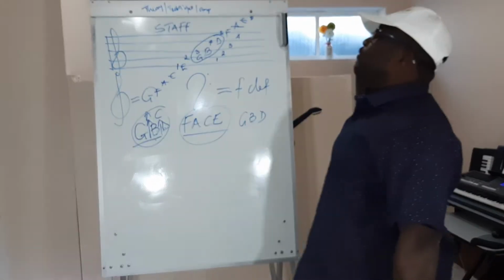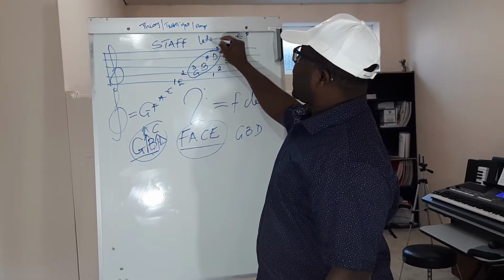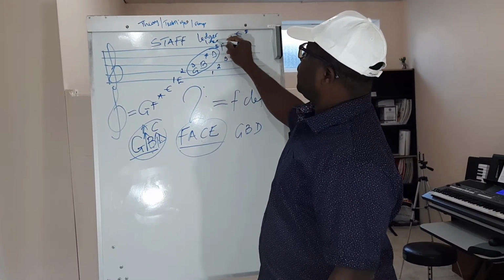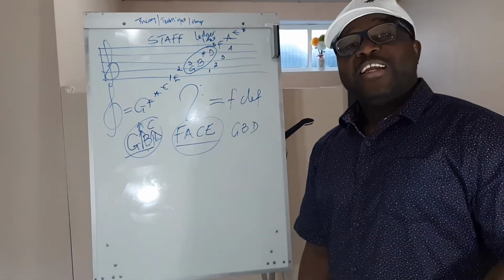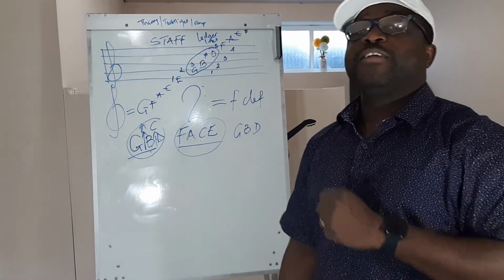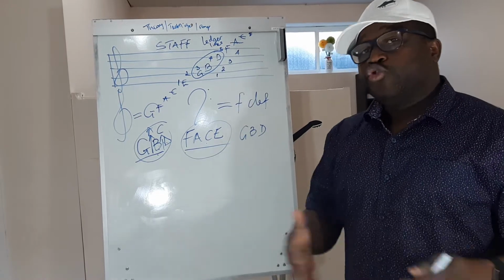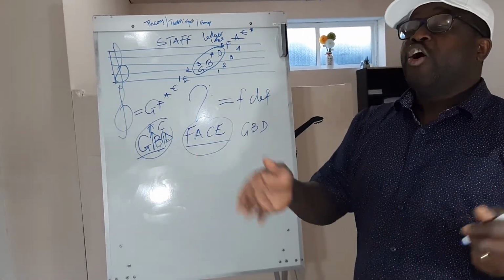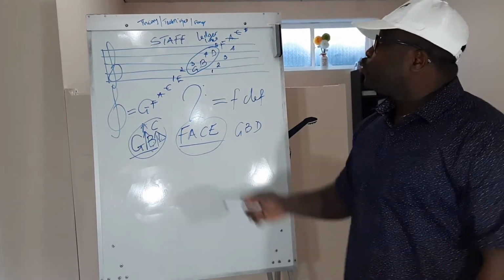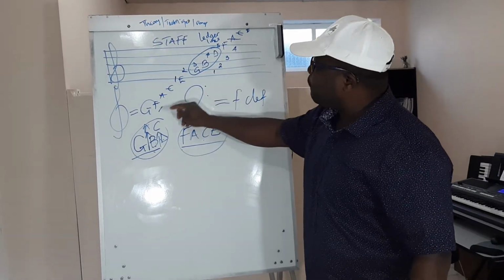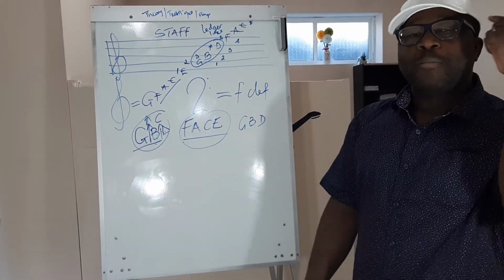So this is a very good way for you to be able to remember what we call the ledger lines. Ledger lines are lines that are above or below the staff. Remember, the staff has only 5. But sometimes you want to represent other keys on the keyboard that are beyond just the staff. So if you remember face, GBD, face, you'll be able to remember and be able to play faster.